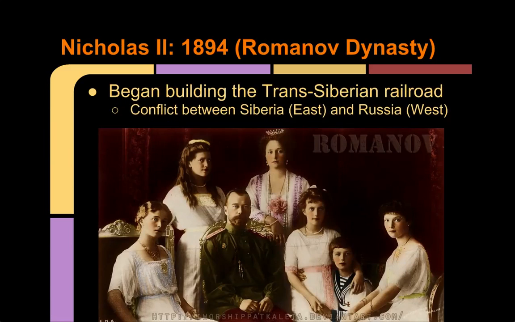Now, 1894, you're going to have the Romanov dynasty, and they are going to begin building the Trans-Siberian Railroad, which is going to open up and expand Russia as far as transportation goes and goods and things like that, because the Trans-Siberian Railroad runs across Russia, the nation.